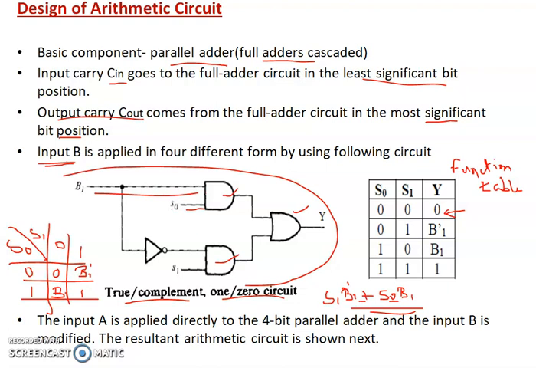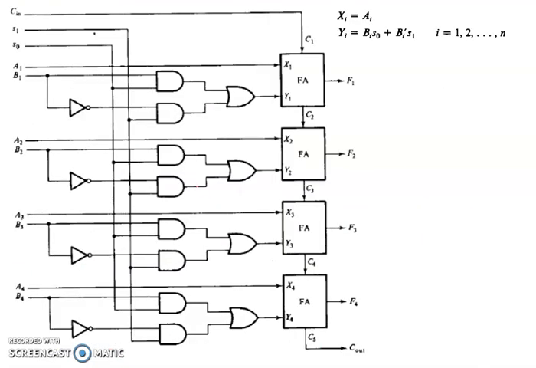The other AND gate will have S1 and B1 complement. In order to get the B1 complement, B1 will be fed as an input to a NOT gate and then to the AND gate, and S1 also will be passed to the AND gate. The outputs of both the AND gates will be fed as input to the OR gate to get the output Y. This is how input B will be implemented. Input A is directly applied to the parallel adder, and the input B is modified for all the arithmetic circuits being shown here.